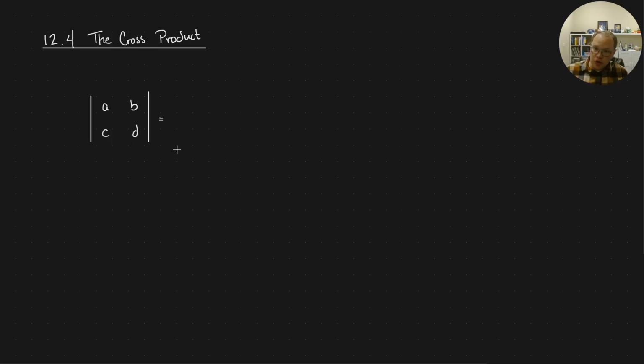Now for a 2x2 matrix like this, to take the determinant, I'm going to multiply these two. So that's A times D. And then I multiply these two, C times B. And I subtract. And that's all there is to it. That's a 2x2 determinant. Okay?